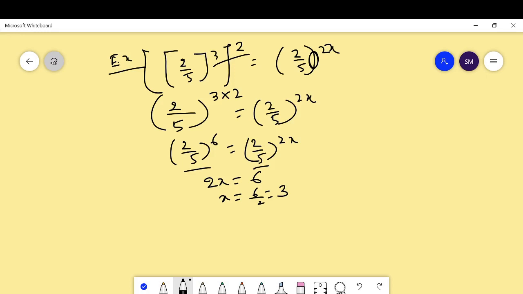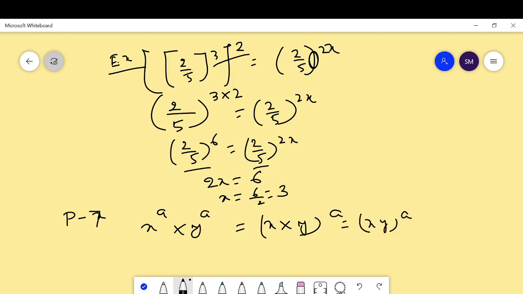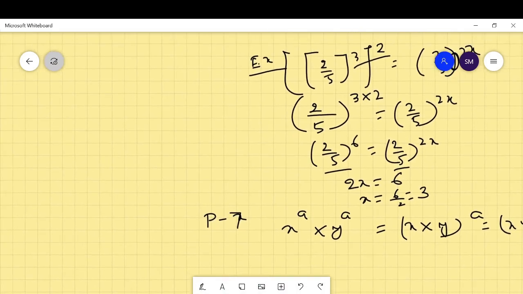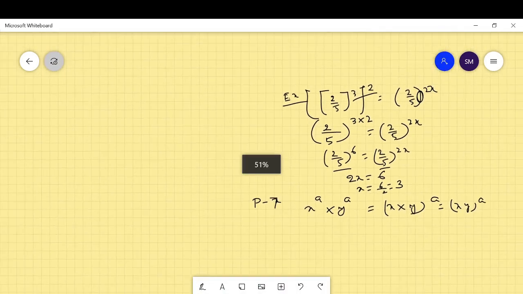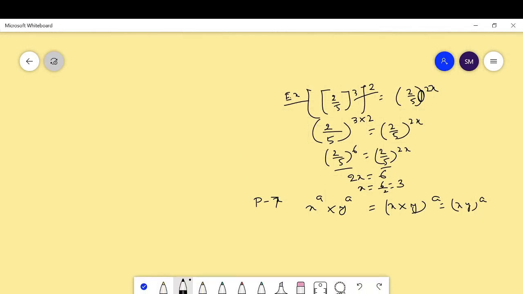Then another property says, suppose the base is different: x to the power a into y to the power a. Here the exponents are same but the bases are different. In this case, x into y whole to the power a. This is (xy) to the power a. Let us solve some examples based on the formula. Keep the formula here. This is the formula and solve some examples.